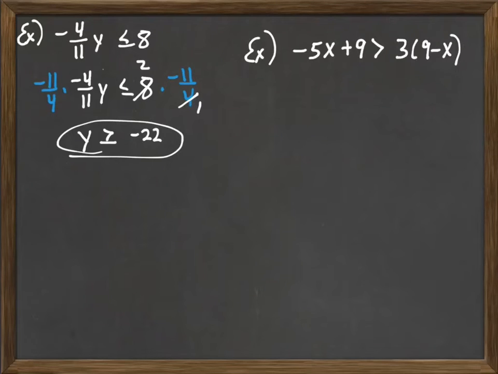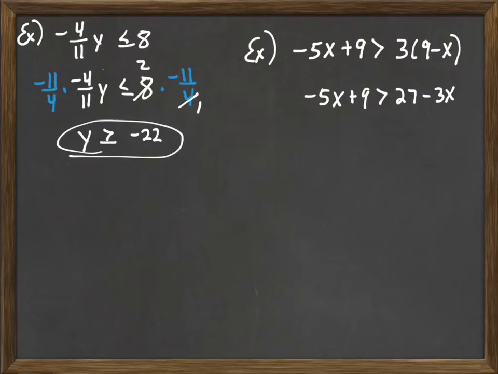One last example here. Consider the inequality negative 5x plus 9 greater than 3 parentheses 9 minus x. So the left hand side, nothing to simplify. On the right hand side, we can distribute through 3 times each of those. So we get 3 times 9 and 3 times minus x. So the left hand side stays the same. 3 times 9 would be 27. 3 times minus x will be minus 3x.